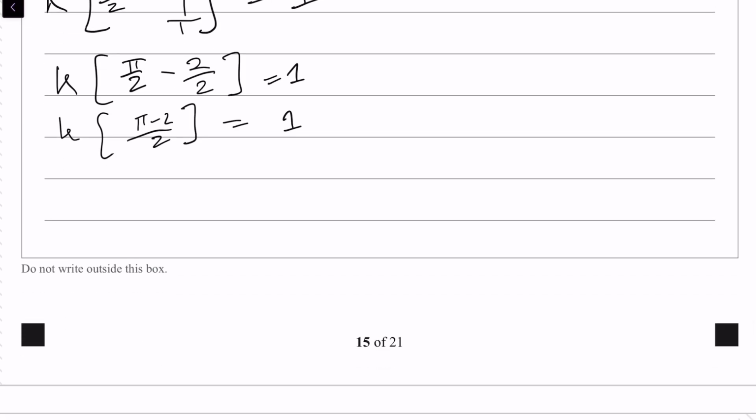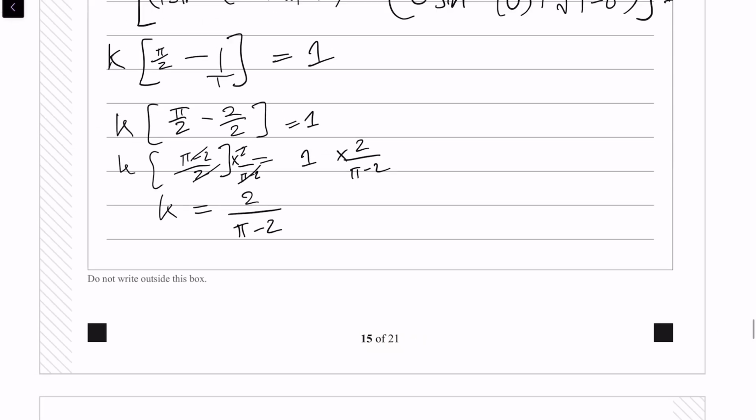And then now I'm essentially just flipping, or making the reciprocal, equal to that k, because I'm now just timesing 2 over pi over 2 on both sides to cancel out the top and bottom on the left hand side. And then I'm simply, because I'm just timesing by 1, it'll just be the same thing. Okay, so k is equal to 2 over pi minus 2, and that is my answer.